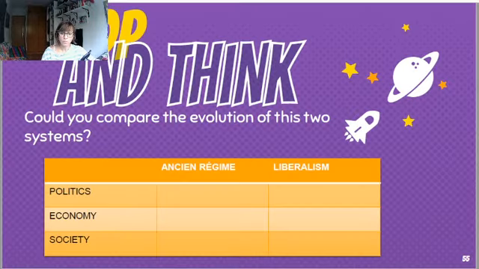So before we move on to the next unit, it would be great if you are able to compare the evolution of these two systems. You have to compare in politics, in the economy, and in society the main differences of the Ancien Régime and liberalism in order to summarize the information from this book.